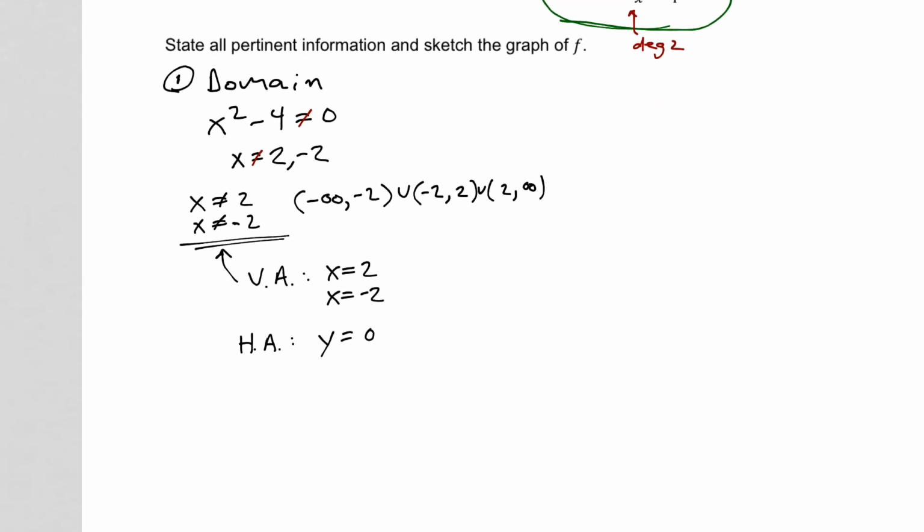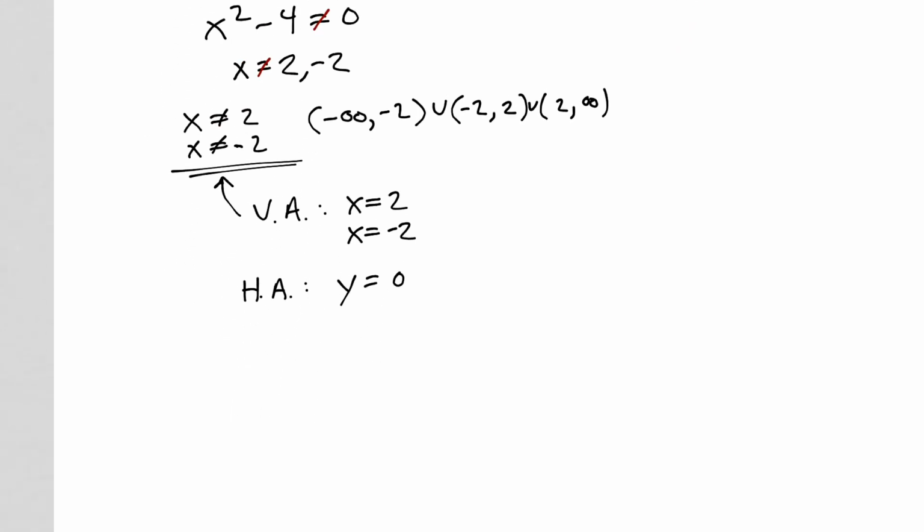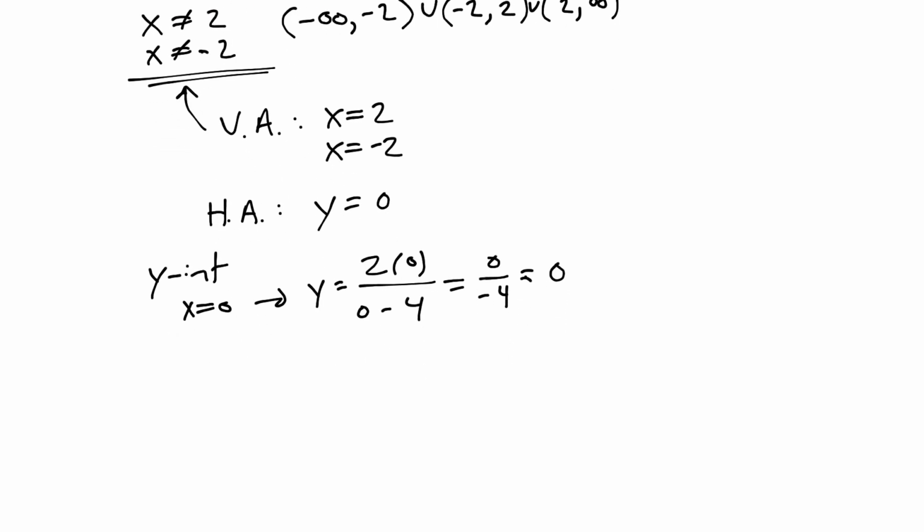Finally, the intercepts. To find y-intercepts, we can set x equal to 0, and if we do that, we get y equals 2 times 0 divided by 0 minus 4, which equals 0. But that also tells us then that the x-intercept, which occurs when we set y equal to 0, is also going to be 0. So there's only one intercept, 0, 0.